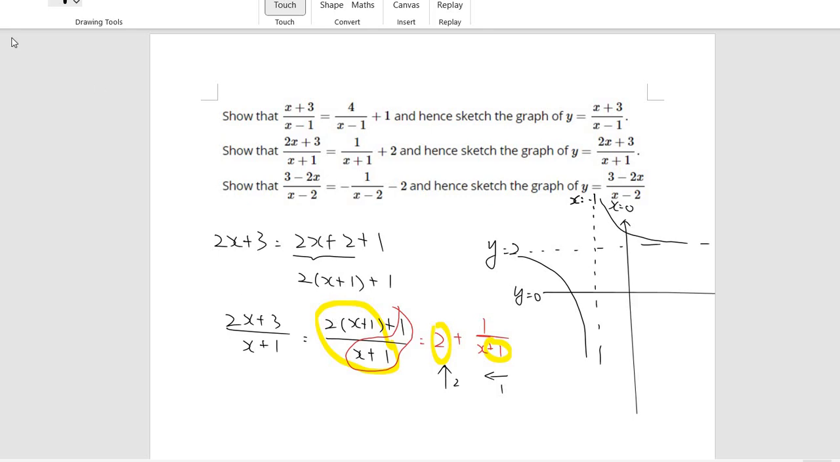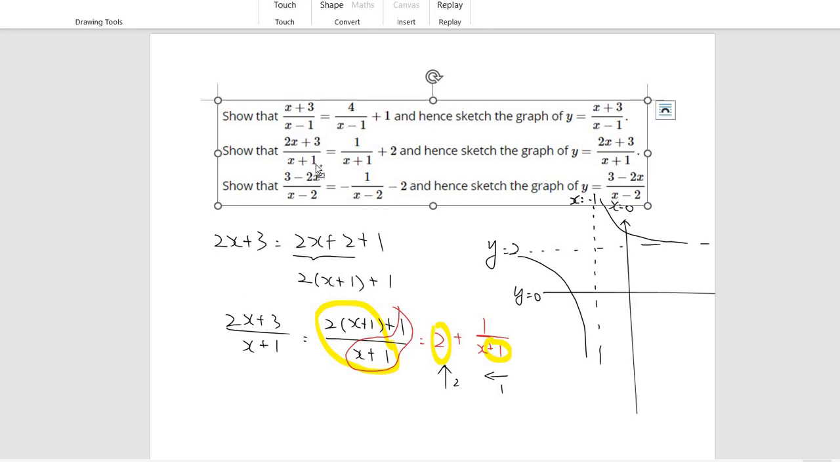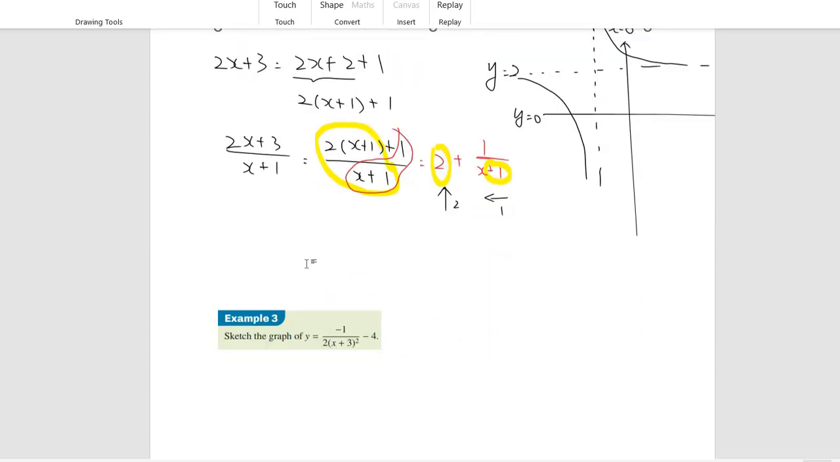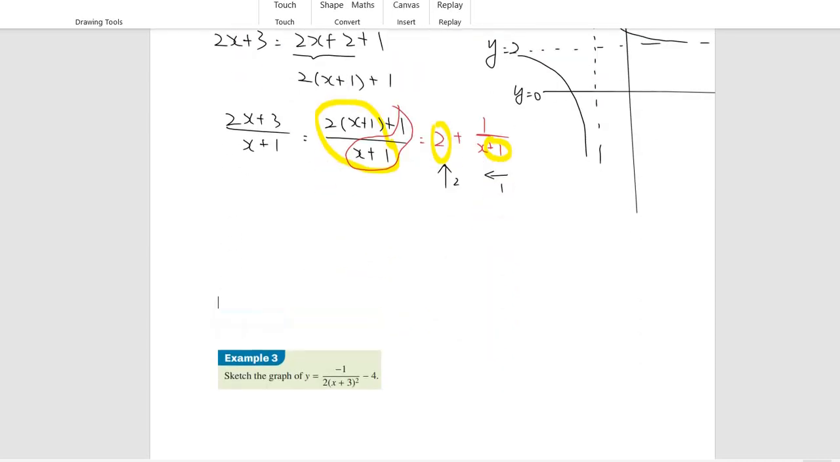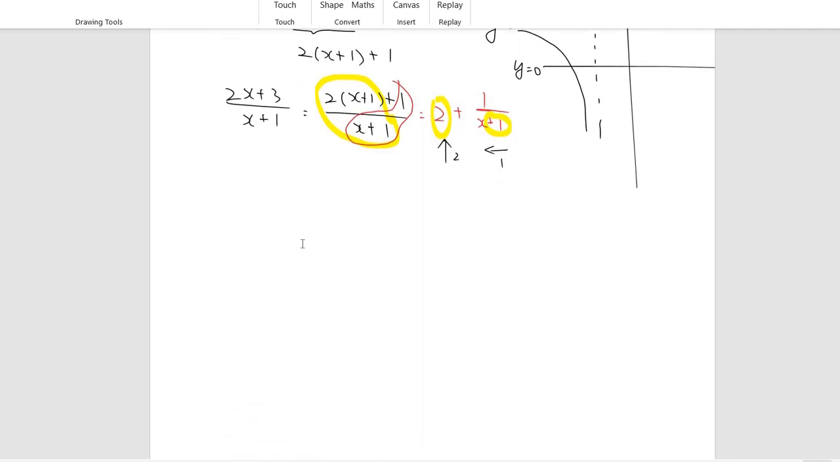Then the third one is kind of similar. Let's move on to a new page and quickly do that.